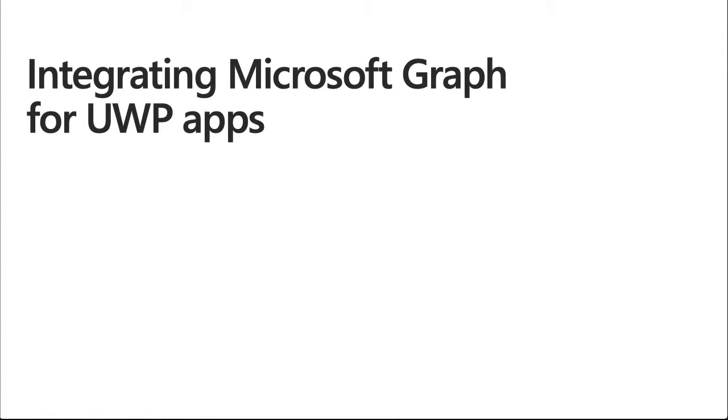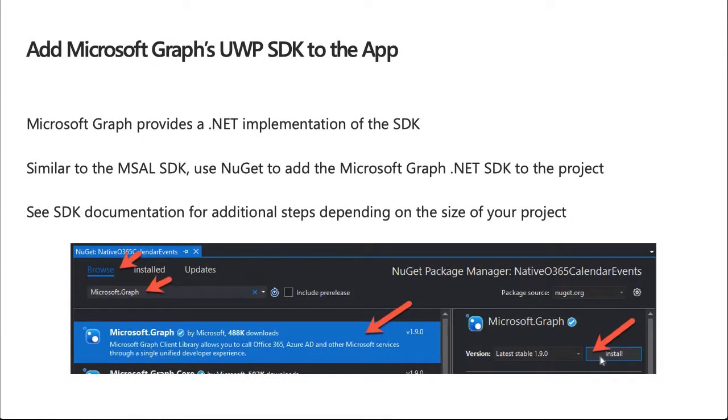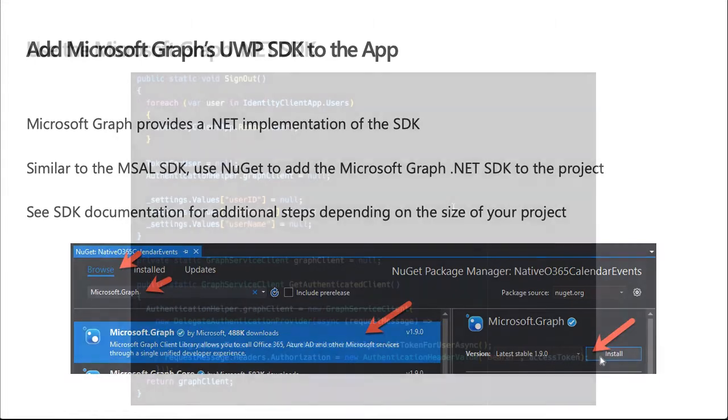So how do we integrate the Graph into UWP applications? You're going to add the Microsoft Graph UWP .NET SDK to the application, and this is going to provide a .NET implementation of the SDK. Similar to the MSAL SDK, you're going to use NuGet to add the Microsoft Graph .NET SDK to your project. So in this case here, you can see that I'm adding it using the NuGet Explorer inside of my Visual Studio experience. You can also take a look at the SDK documentation for additional steps that may be required depending on the size of your project if you run into issues.